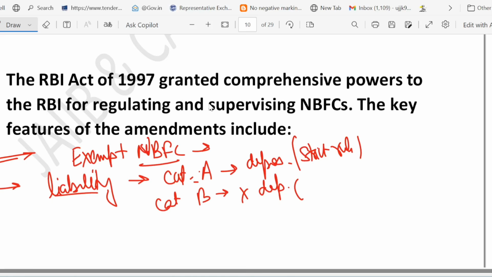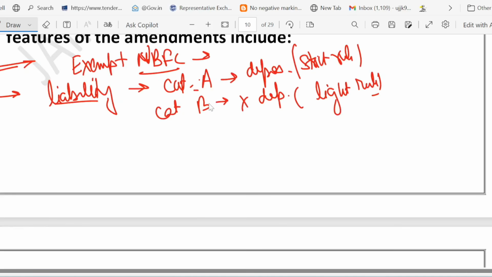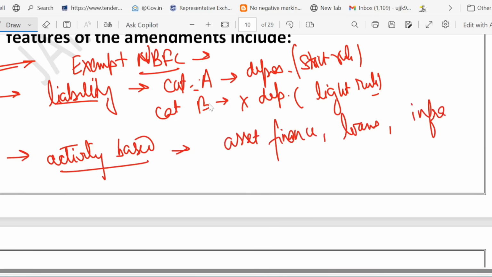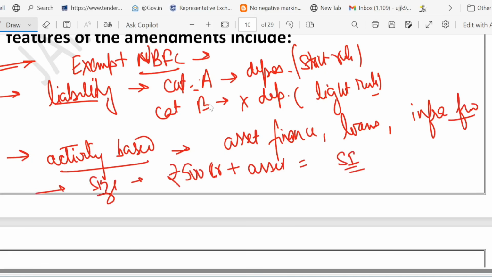Another mode of classification was activity based. Liability based we have just discussed. Activity based, I told you, is asset finance, loans, and infra funding. So this is activity based. And size also I told you. If they have 500 crore plus assets, they are called SI, systematically important, and for them there are some extra rules. And if it is a small NBFC, there is simpler compliance.